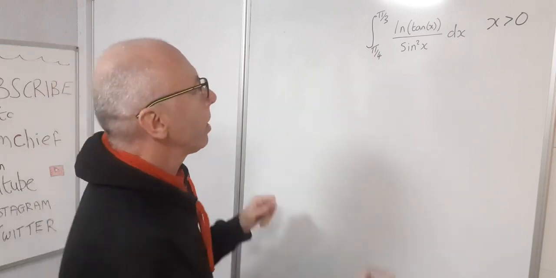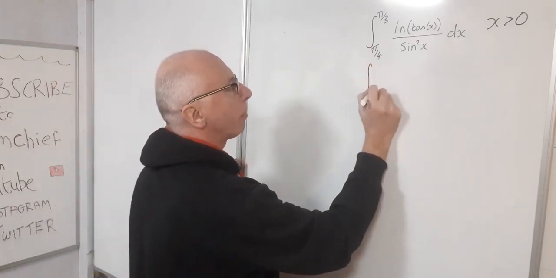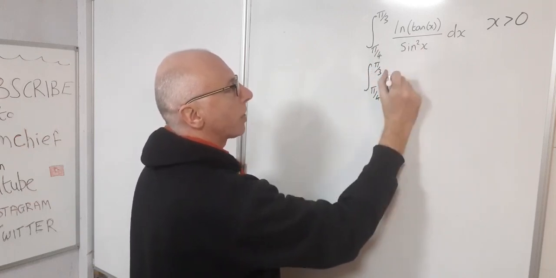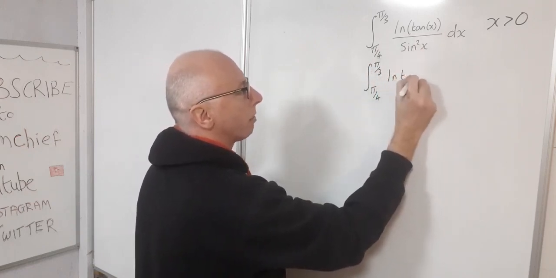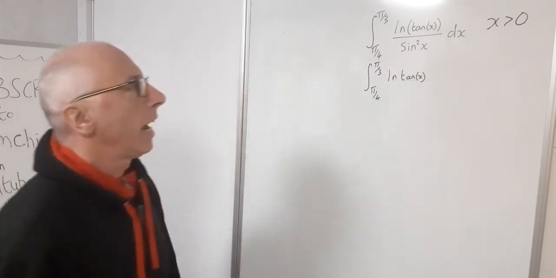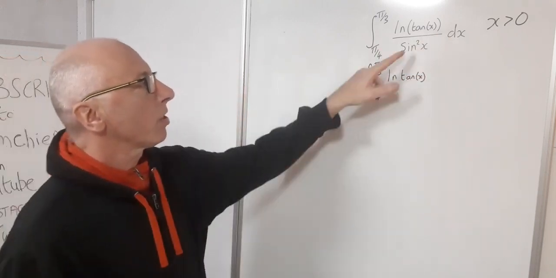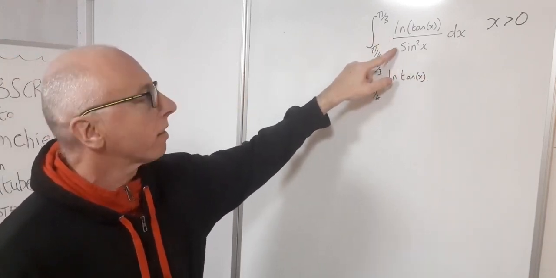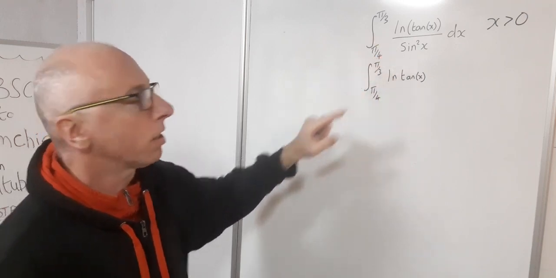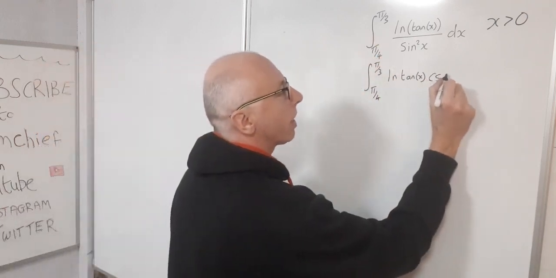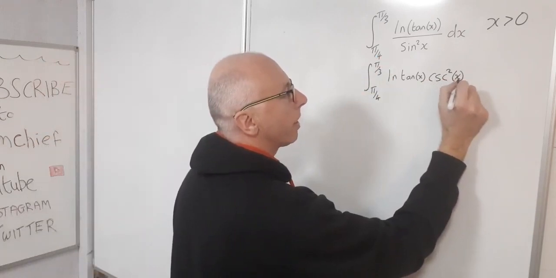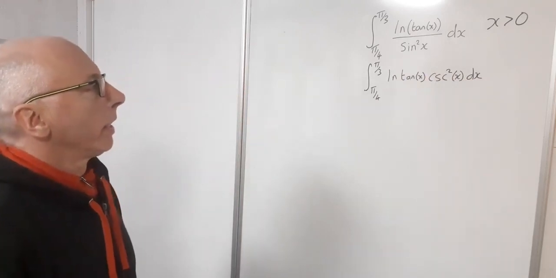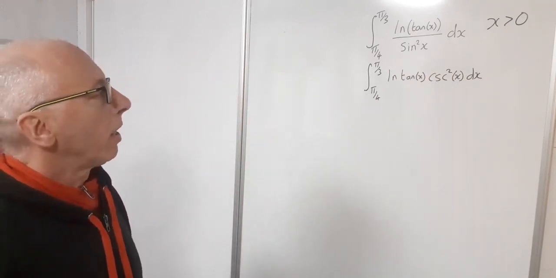So let's rewrite this integral and set it up for integration by parts. So pi over 4 to pi over 3, log of tangent x, so I'm going to write that like that, and then sine squared x, well, we've got sine squared in our denominator, so essentially we've got a 1 over sine squared x, which will lead us to a cosecant squared x. So if I write this now and multiply this like this, I've now got the same integral. So now I'm ready for my integration by parts.